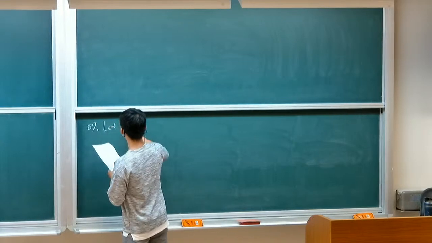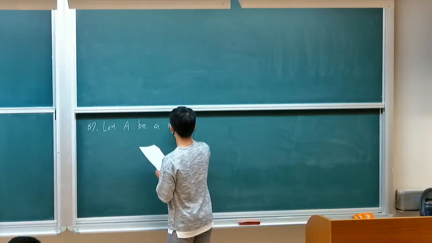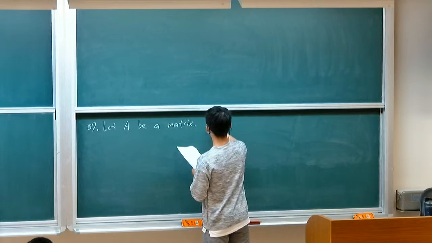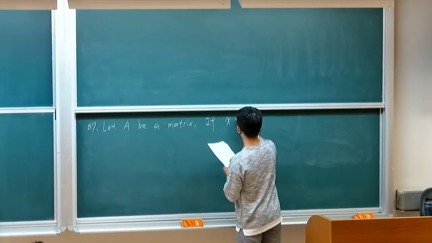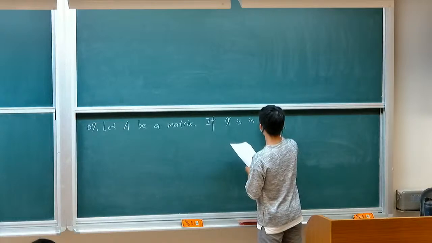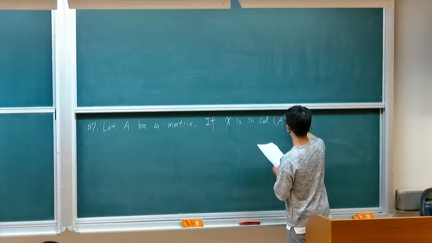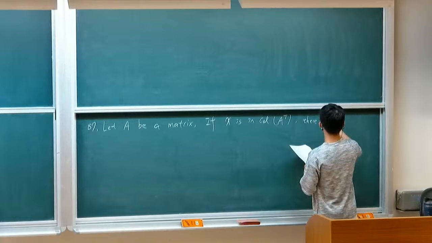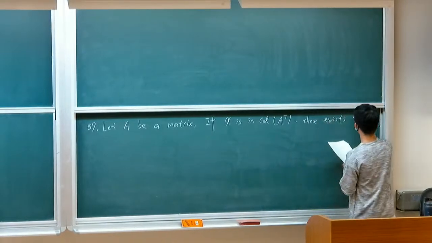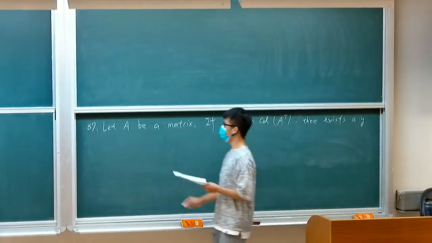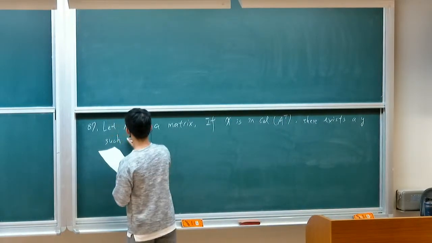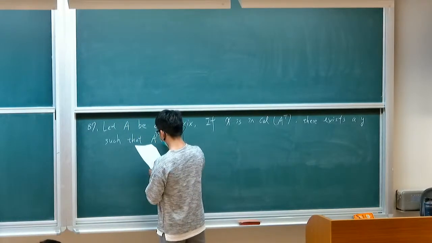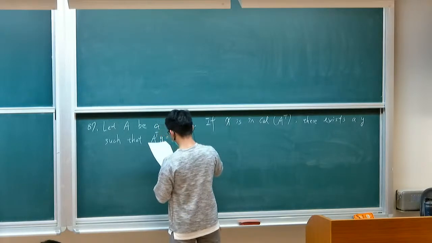Okay, here we let A be a matrix. And if X is in the column space of A transpose, then there exists a Y such that A transpose times Y is equal to X.